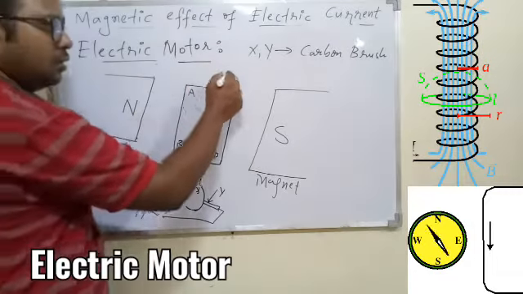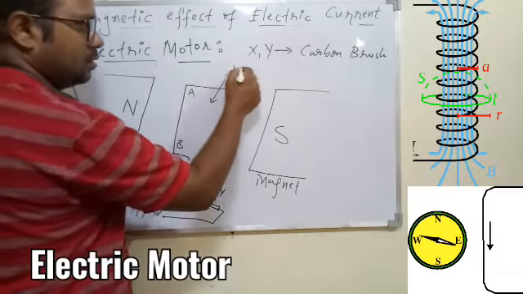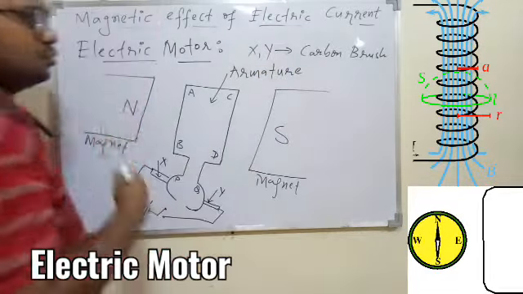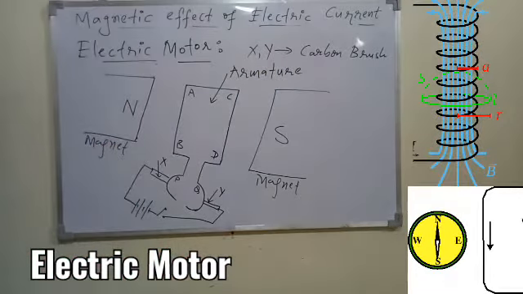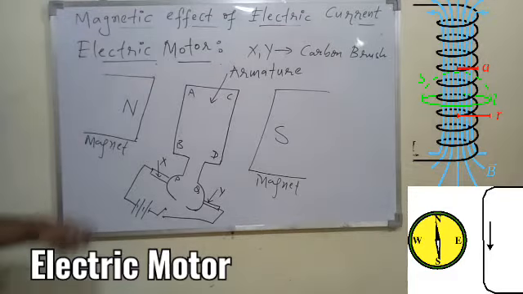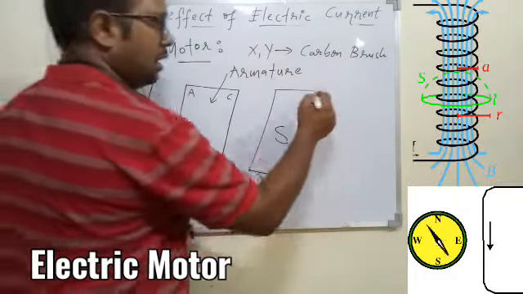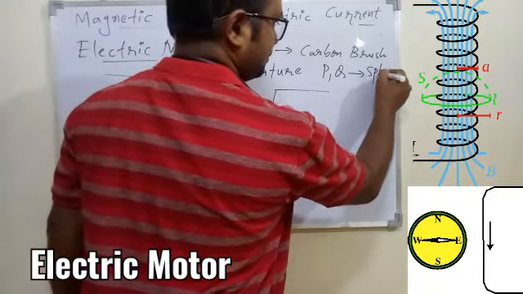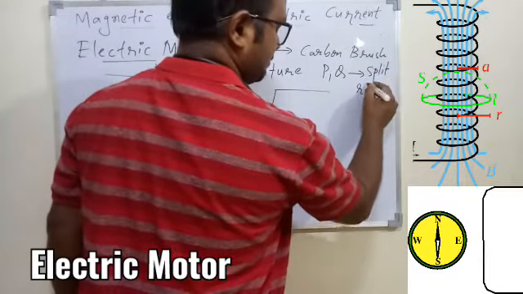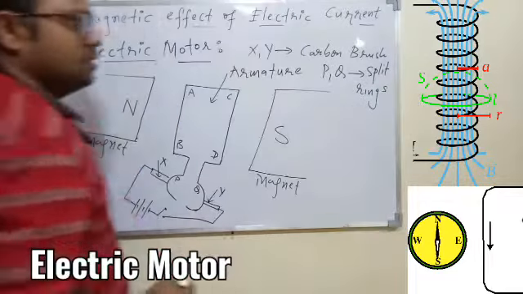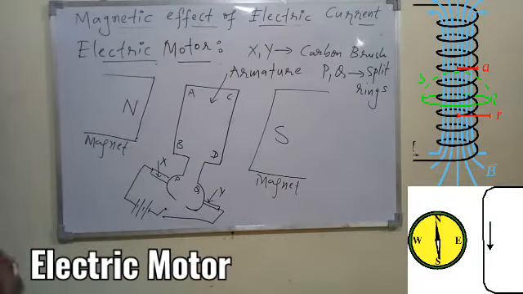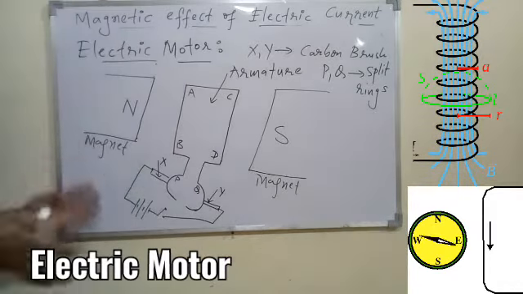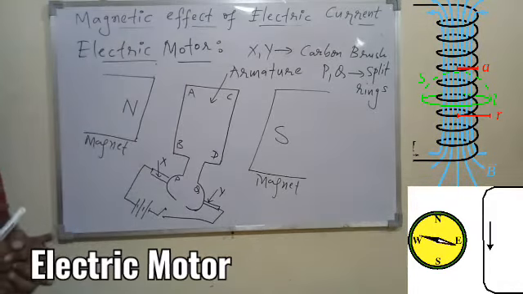So this coil is given the name called armature. The coil we have at the center is called armature. Rest you understood. P and Q are your split rings, and the magnets are there. So overall these are the different parts of the electric motor.